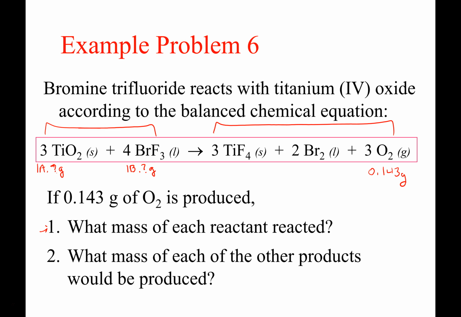And then, for 10 extra credit points, remember, then we go to, it says, based upon, again, the 0.143 grams of O2, what mass of the other products would be produced? So we'll make this 2B, question mark grams. Did I do that right? I did that wrong, sorry. Final answer, TiF4, that'll be 2A. And this will be 2B.